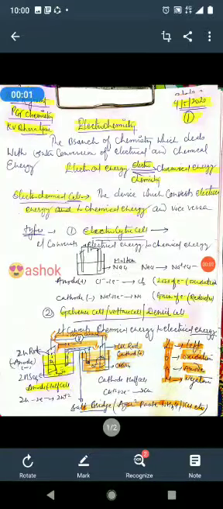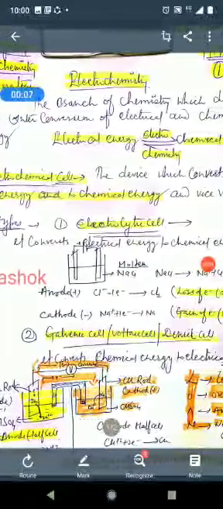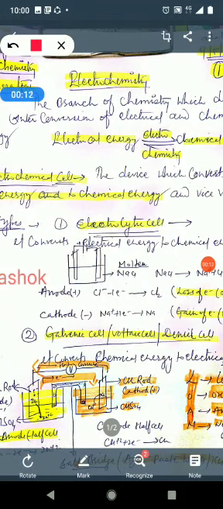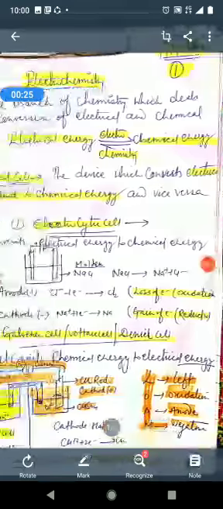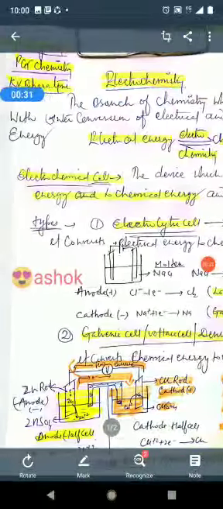Dear students, today we will start with a new chapter, electrochemistry. The branch of chemistry in which interconversion of electrical energy and chemical energy is studied.